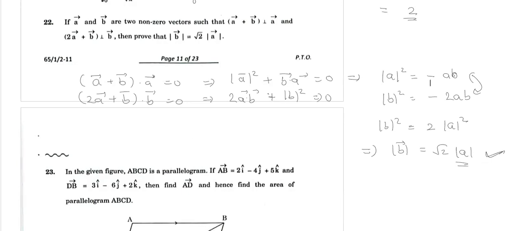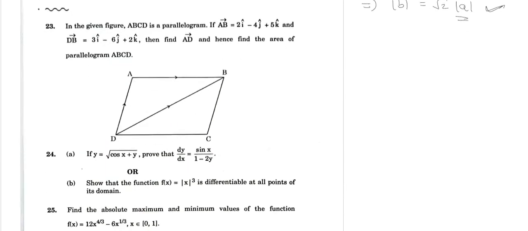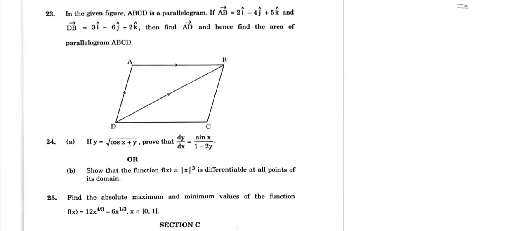That is question number 23. In the given figure, ABCD is a parallelogram in which AB is equal to 2I minus 4J plus 5K and DB is equal to 3I plus 6J plus 2K. Then find AD vector. Now the direction we can see here. So triangle law, parallelogram, whatever you can apply here.